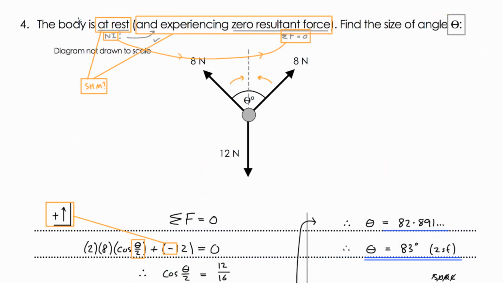Question 4 is a little bit sneaky. It doesn't look it at first. This looks fairly untoward. A body is at rest, so you're thinking Newton's first law and you're all ready to go. But hold on a second.